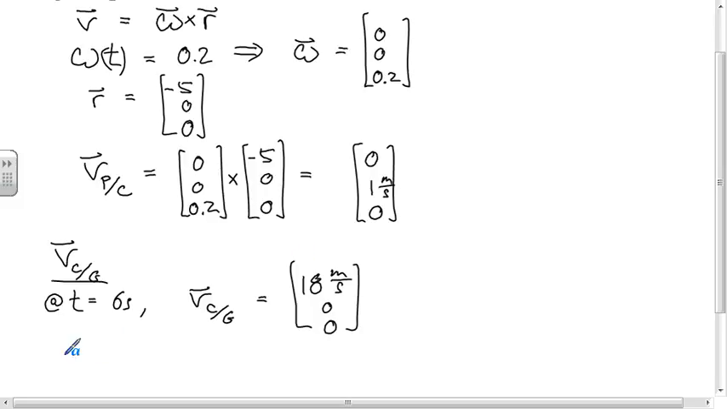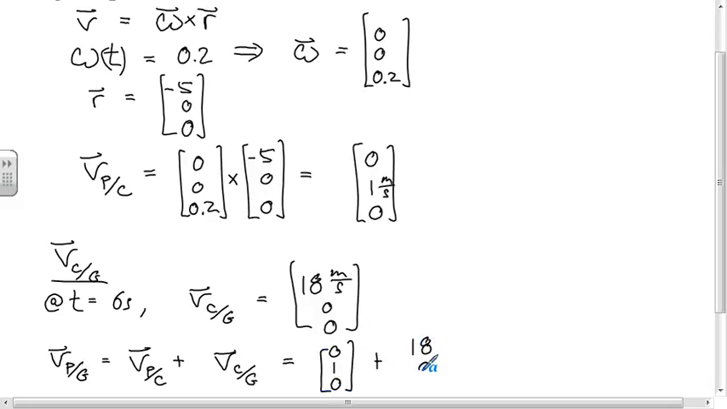And now we combine this stuff. The velocity of P relative to G is equal to the velocity of P relative to C plus the velocity of C relative to G. And just make sure that the order works, so that's the right order. So we get 0, 1, 0 plus 18, 0, 0. So 18, 1, 0.